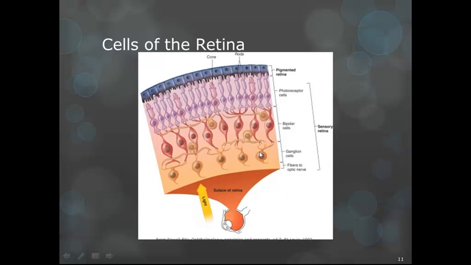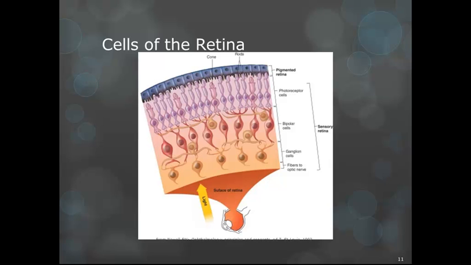Bipolar cells relay information to the ganglion cells. So we have our rods, which are more elongated. Our cones are quite a bit shorter and sometimes have more of a cone type shape, not quite. And these relay information to the photoreceptor cells, which then relay information to the bipolar cells, which then get relayed to the ganglion cells.